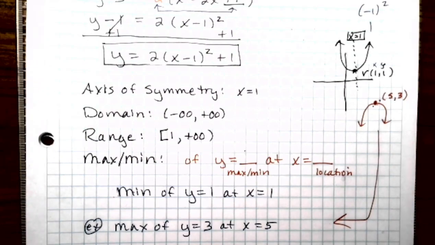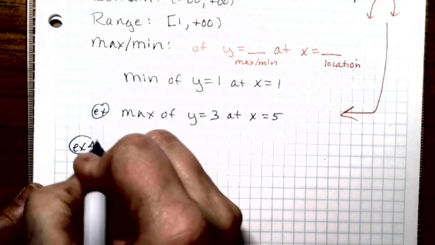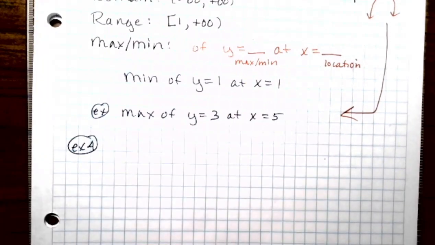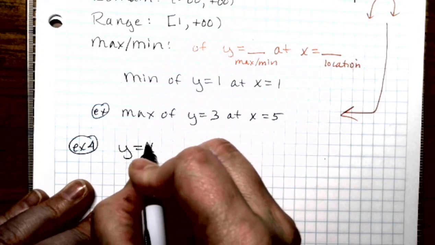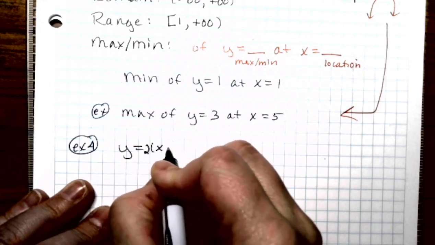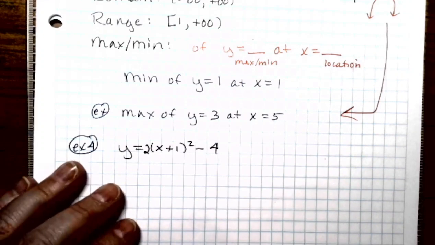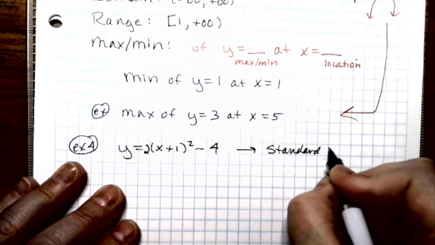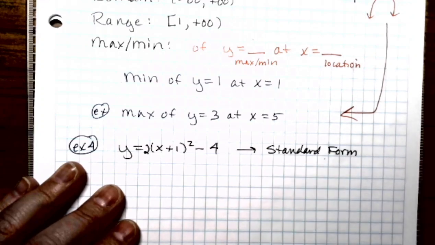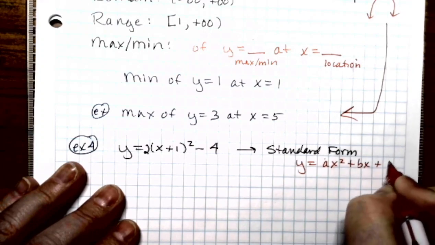The last thing I want to show you before we wrap this up, this is example 4, is how do we get a graph back into standard form? So let's say that you've got your graph y equals 2 times x plus 1 quantity squared minus 4, which is vertex form, and I want to change it back to standard form, which if you'll remember is y equals ax squared plus bx plus c.